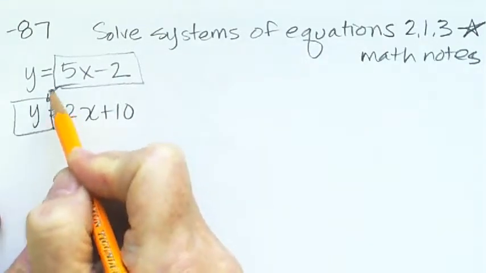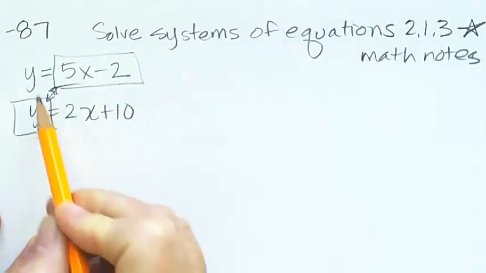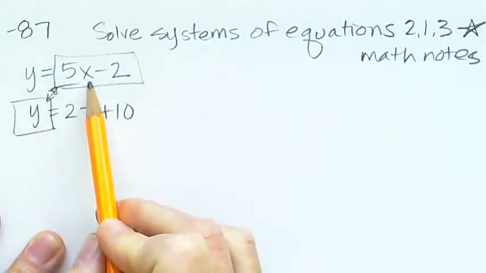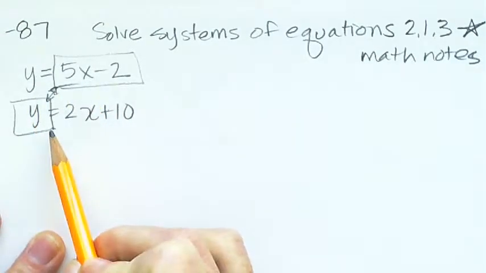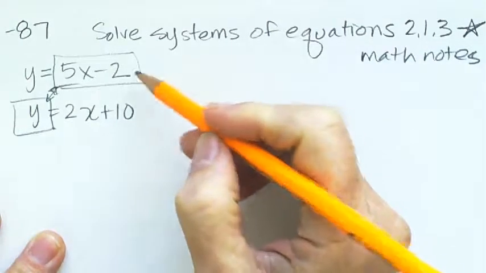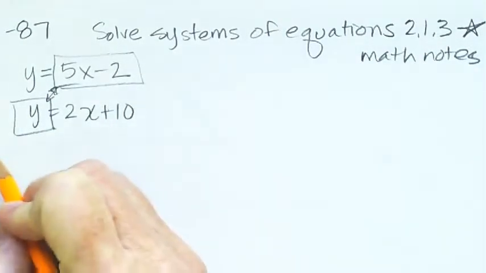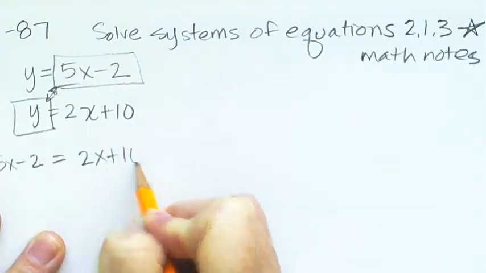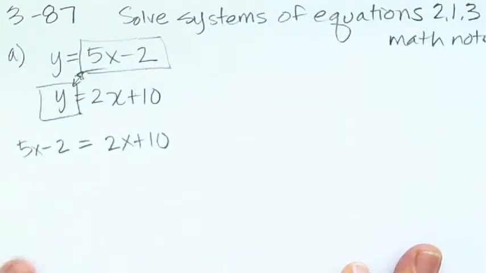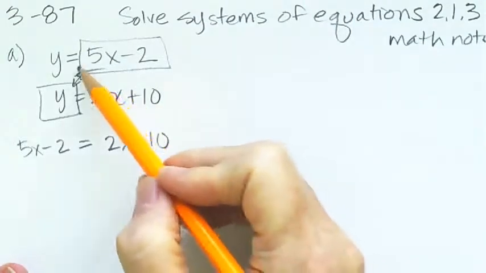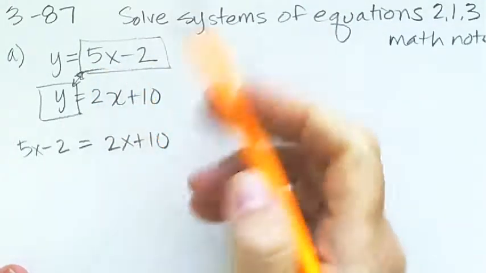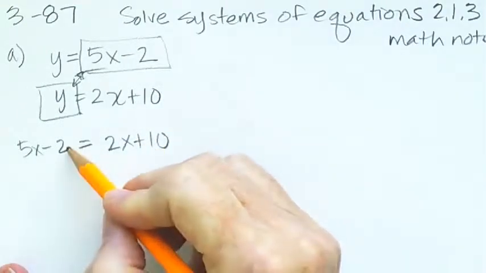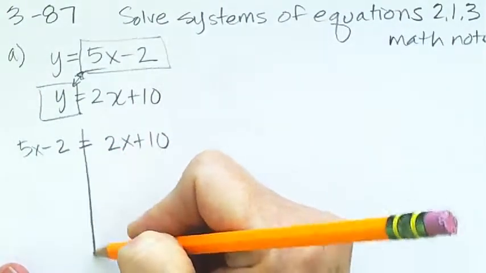So I'm going to switch these out, or if you want to think of it as I'm just setting these two expressions equal to each other, because if y equals 5x minus 2 and y equals 2x plus 10, then 5x minus 2 must be equal to 2x plus 10. And then I'm just going to solve for x, because if you've got two variables in your equation, that's an infinite number of solutions. If you've got one variable, you have one solution.